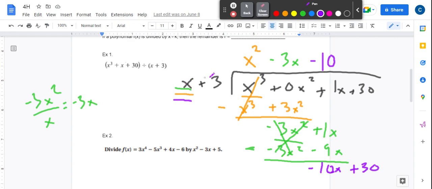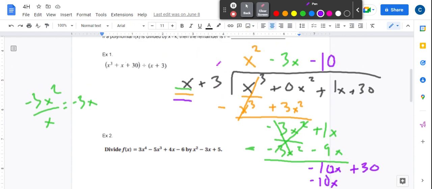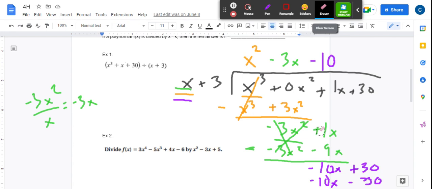So now we'll distribute the x plus 3 through the negative 10. So x times negative 10 is negative 10x. 3 times negative 10 is negative 30. I realize I just made a mistake here. The 1x minus negative 9x is positive 10x. I apologize for that. So we should have a positive 10 right there.